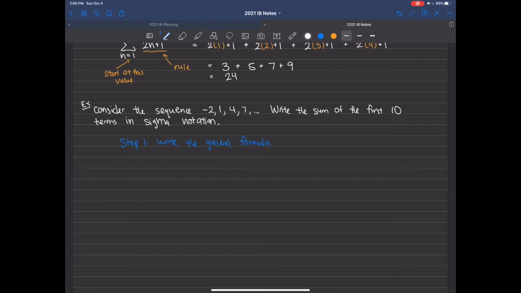So in that case, that was u sub n is equal to, our first term is negative 2 plus n minus 1 times our common difference. It looks like our common difference is a plus 3, so d is 3. So step 1, write the general formula. Step 2, write the sigma notation. And once we have our general formula, we have everything that we need in order to write our sigma.